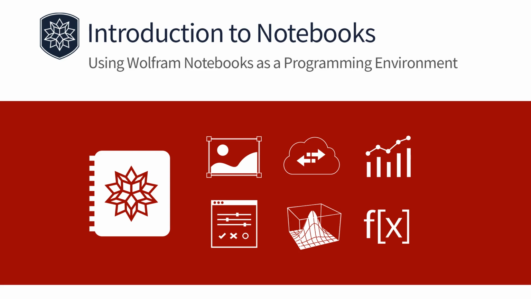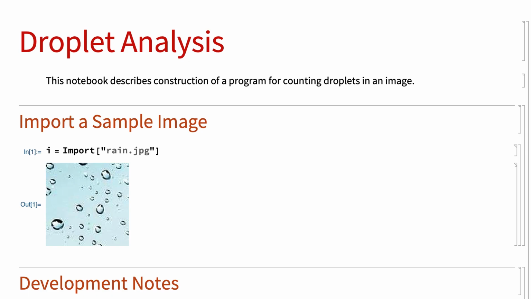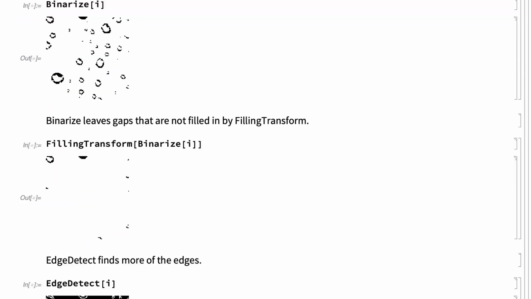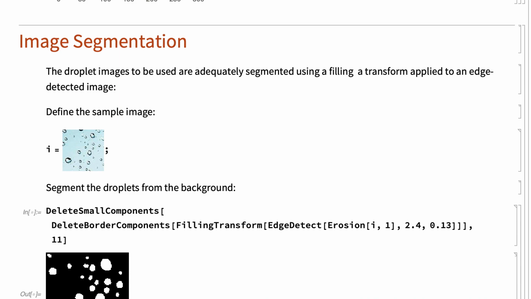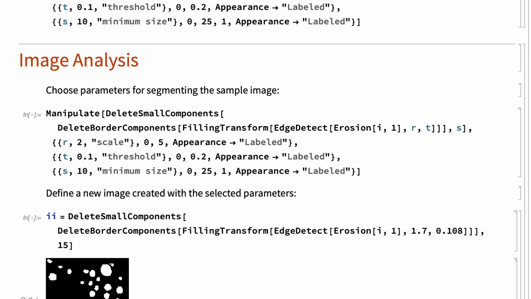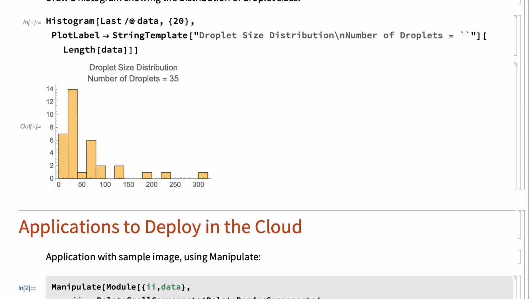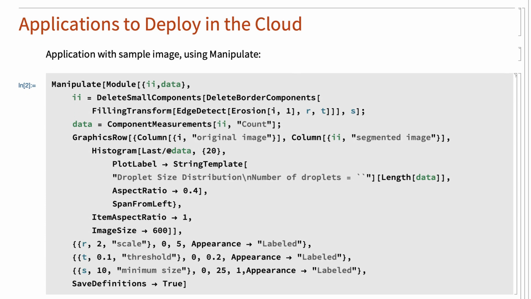This section of Introduction to Wolfram Notebooks is about notebook features that are helpful for creating, documenting, and sharing computer programs. To illustrate some of those features, here is a notebook from a project in image processing. This notebook contains programs and comments and programming notes all organized into sections, and in the last section are inputs that create interactive applications and deploy those applications in the Wolfram Cloud.